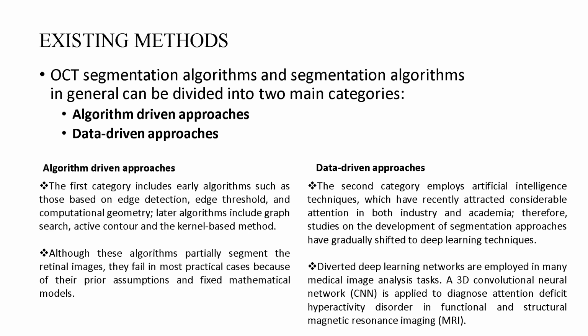In the second category, it employs artificial intelligence techniques which have recently attracted considerable attention in both industry and academia. Therefore, studies on the development of segmentation approaches have gradually shifted to deep learning techniques. Deep learning networks are employed in many medical image analysis tasks. A 3D convolutional neural network is applied to diagnose attention deficit hyperactivity disorder in functional and structural magnetic resonance imaging. And these two are the existing methods.